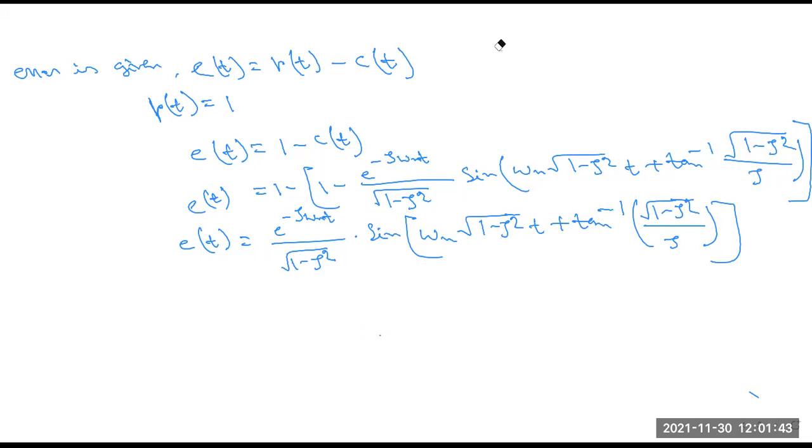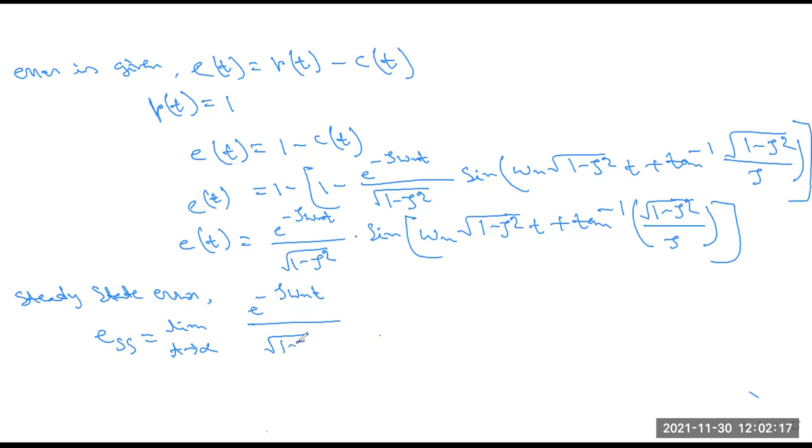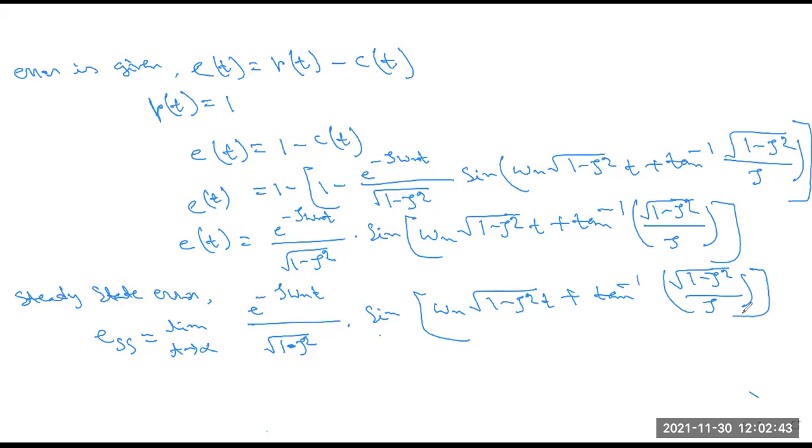After this, we have to calculate the steady state error, which we express as e_ss. This e_ss is the limit as t tends to infinity of e to the power minus zeta omega n t divided by root over of 1 minus zeta square into sine of omega n root over of 1 minus zeta square into t plus tan inverse root over of 1 minus zeta square by zeta. Okay, so this is clear to all of you.